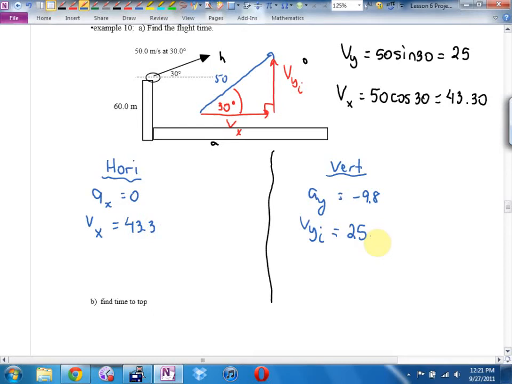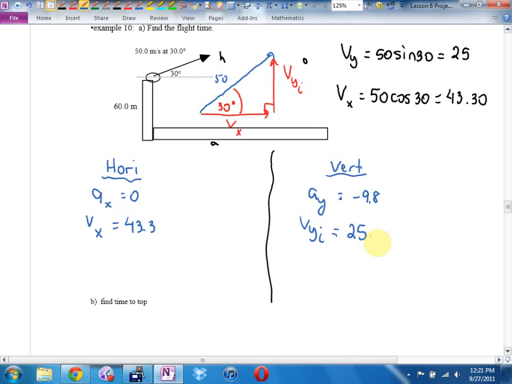And right now, I can't go any further because I have two things in each column, and you can't solve anything in physics with only two pieces of information. I need something else. So I'm going to go back to the diagram. I'm going to look very, very carefully, and I'm going to say, what did they tell me that I haven't used yet?